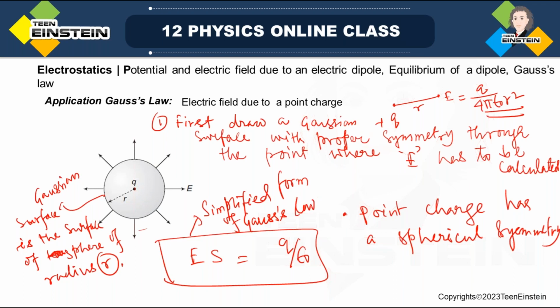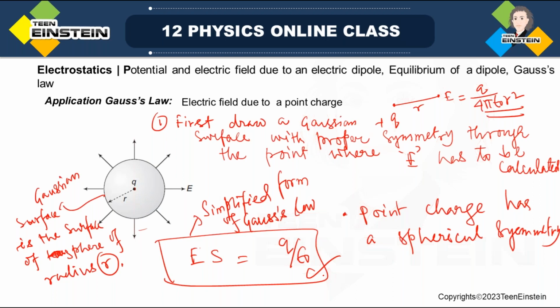Gauss's law. So that is the flux, total flux passing through the closed surface. E into S is equal to Q by epsilon naught. Why ES? Because I have to always take the electric field perpendicular to the surface. In that direction I have to take. That's why I have taken directly this.